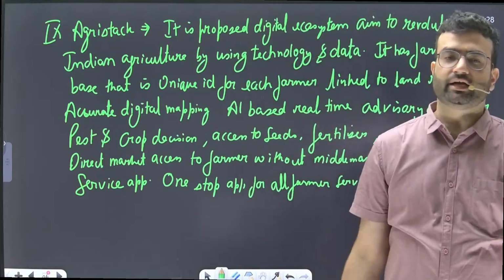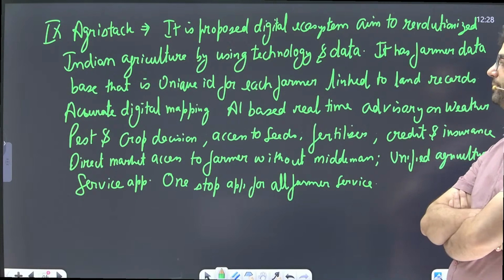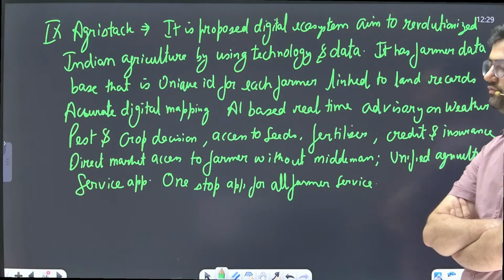So this is regarding AgriStack. AgriStack, it is a proposed digital ecosystem aimed to revolutionize Indian agriculture by using technology and data. It has farmer database that is unique ID for each farmer, linked to land record, accurate digital mapping, AI based real time advisory on weather, pest and crop decision, access to seeds, fertilizer, credit and insurance, direct market access to farmer without middlemen, unified agricultural service app, one stop app for all farmer service.